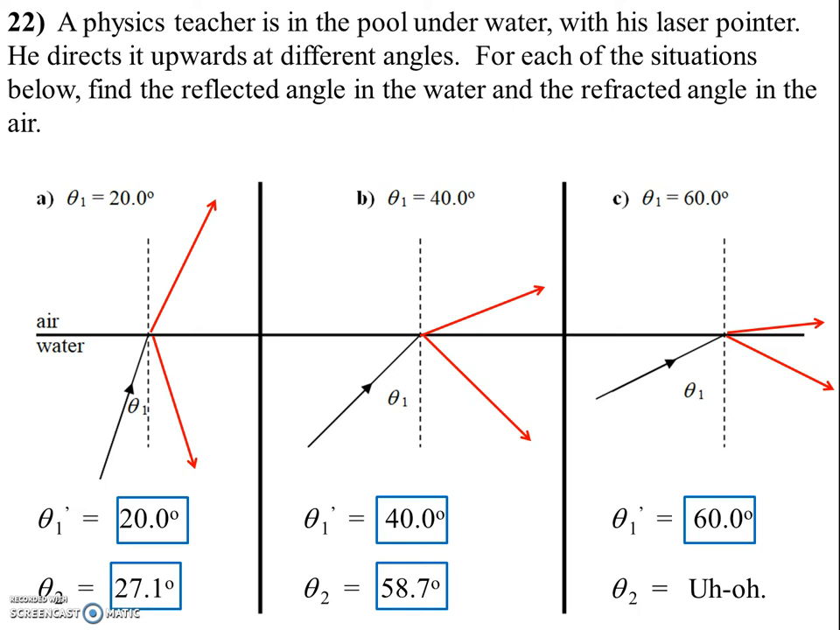What is happening? Well, let's look at the patterns, right? From A to B to C, theta 1 is getting larger and larger. What's happening to theta 2? Well, it's getting larger and larger as well, right? As you increase theta 1, the refracted angle gets larger. It's got to bend more and more away from the normal. Well, eventually, if you increase theta 1 so much, it's going to refract so much away, it actually doesn't even get out. That's crazy, right? Let's open up our notes, keep the problems in front of you, and let's take some notes on this.